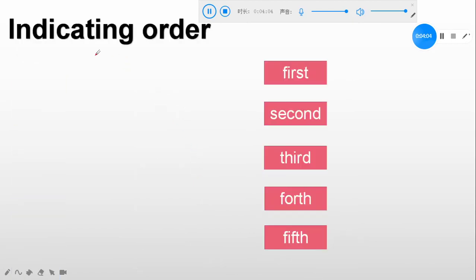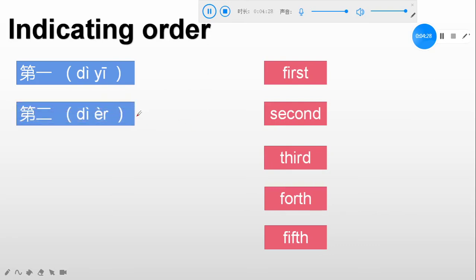Now we can move to the next page. On the next page we will focus on indicating order, which is first, second, third, fourth, fifth. In the previous page I just showed you the first, which in Chinese we say 第一. Now we can look at the second. We say 第二. Do you see any similarities between these two? You see 一, which is number 1, 二, which is number 2, and for first and second there's just one more word ahead, which is 第. Now can you tell me third in Chinese?